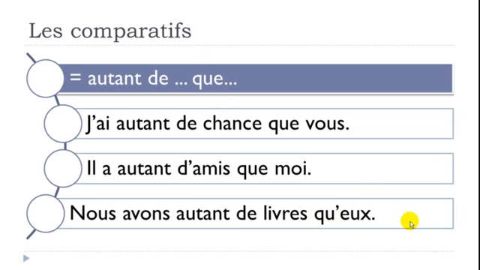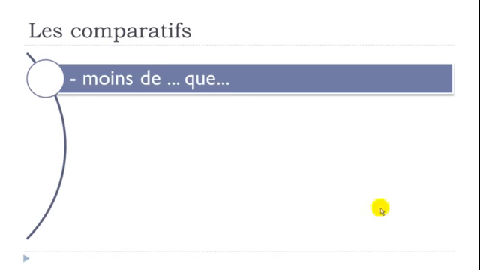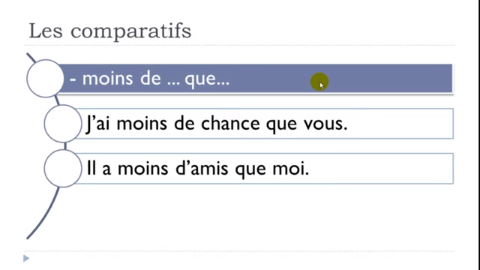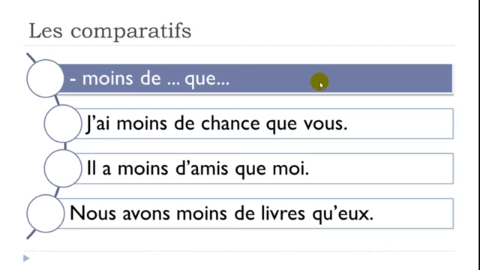Then if you want to say less, it's moins in French. So no discussion about the S here. Don't pronounce it. Moins de, and then you put your noun, que, than, and the rest of the structure. So let's see. J'ai moins de chance que vous. Il a moins d'amis que moi. Nous avons moins de livres que.